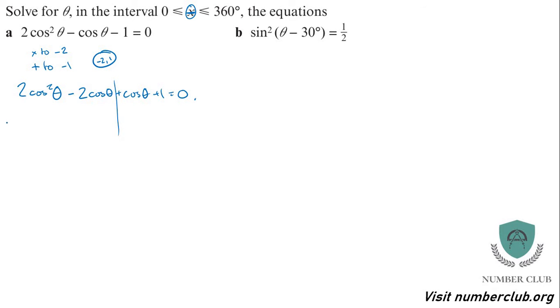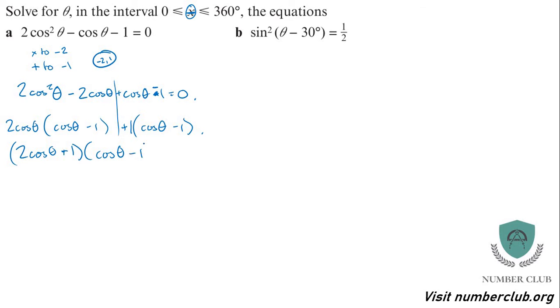We'll factorise each side and we'll get 2 cos theta lots of cos theta minus 1, and we'll get plus 1 lots of cos theta minus 1. And so our brackets will be 2 cos theta plus 1 and cos theta minus 1. Alright, so we'll get two sets of solutions.